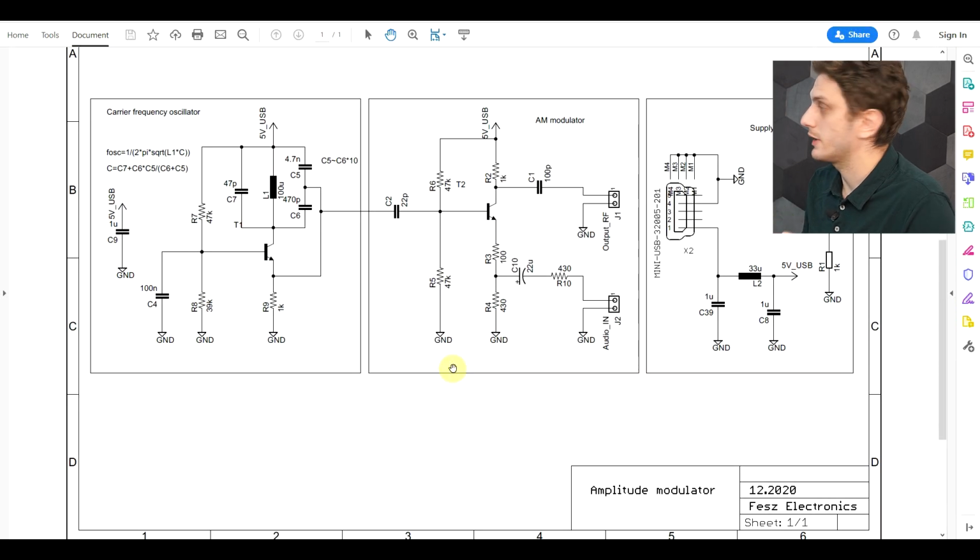This is the final schematic that I came up with. In the first block we have our local oscillator. Then we have our AM modulator that takes this signal and also the audio frequency signal coming from an external source. And finally, I added an extra filter. So as I said, I will be supplying this from the USB from a computer, passing it through a basic filter, and I also added an LED just to show that it's being supplied. So now let's see if it actually works.